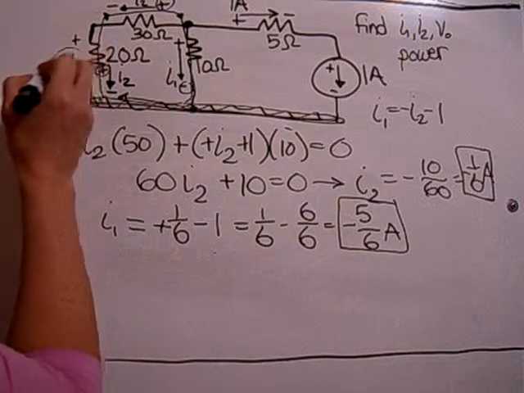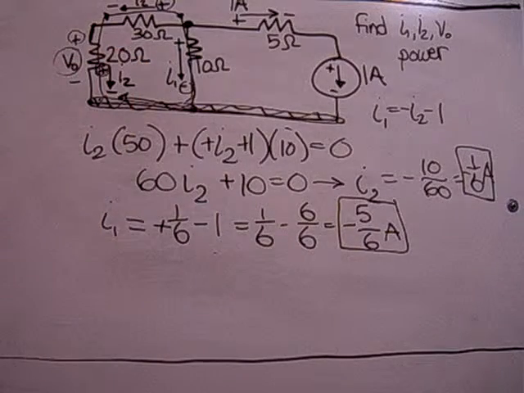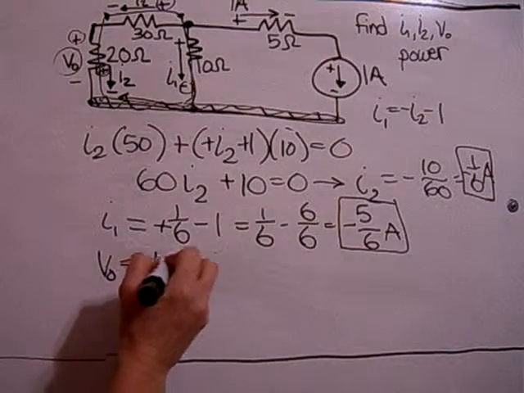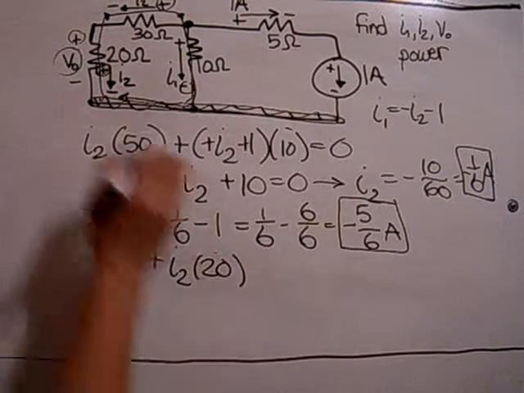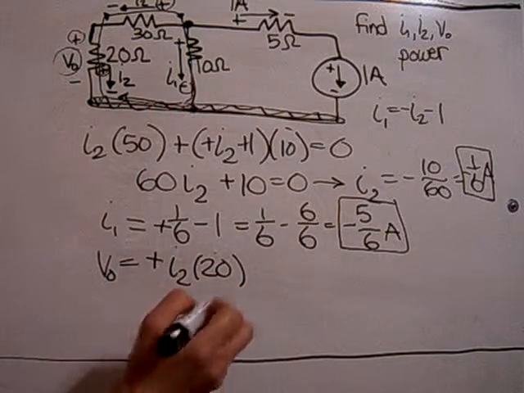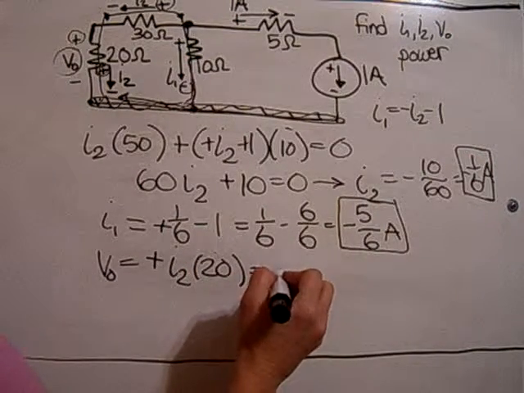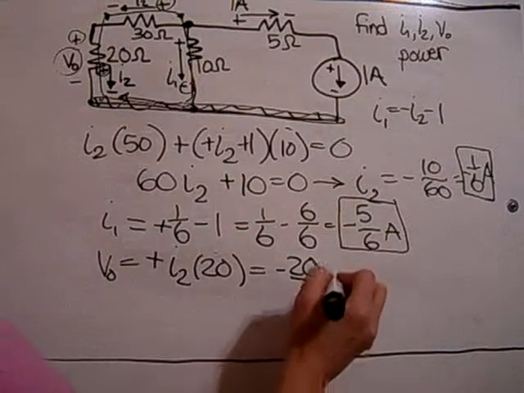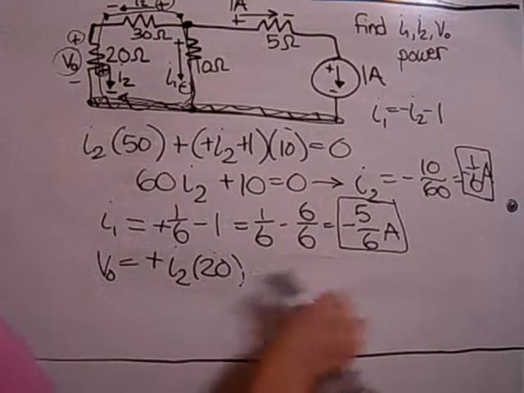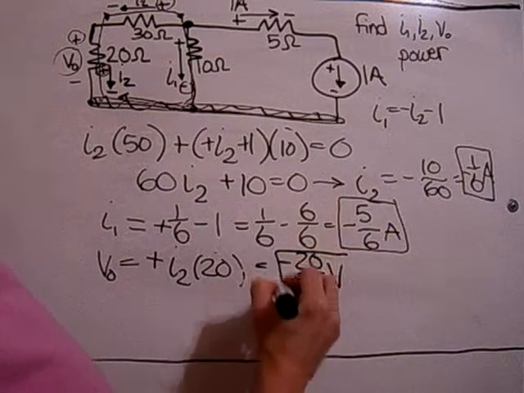Now V0, which is here, is I times R. My plus and my plus are on the same top side, so that means I'm going to have a positive I2 times 20. If they were opposite signs on the top, then it would be a negative I times R. So I take the negative 1/6, so this is negative 20 over 6, and this is in volts because it's voltage. So negative 20 over 6 volts.